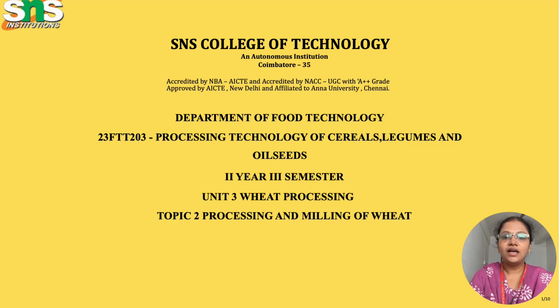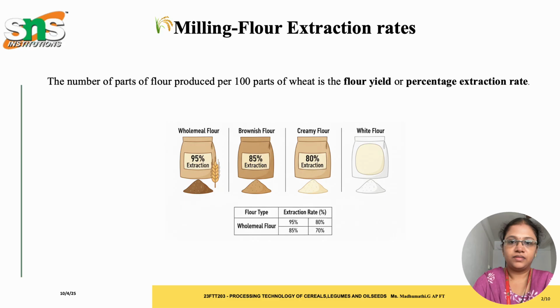Hello everyone. So in the last video we saw the structure of wheat and the classification of different types of wheat. So in this video let us see how the wheat cereal grain is processed and how it is milled. Our end consumer product, we have to look at how we are getting the end product.